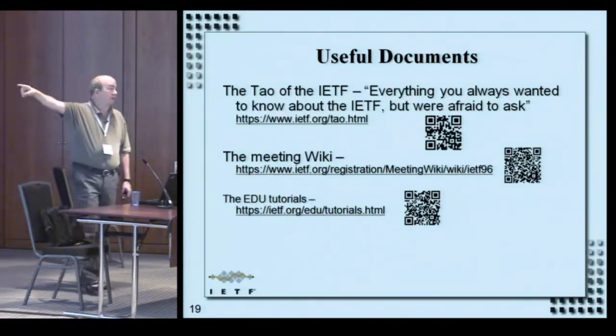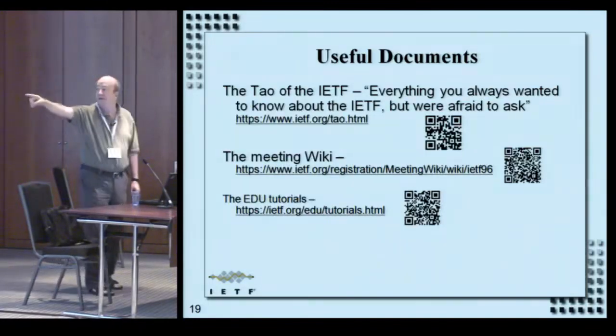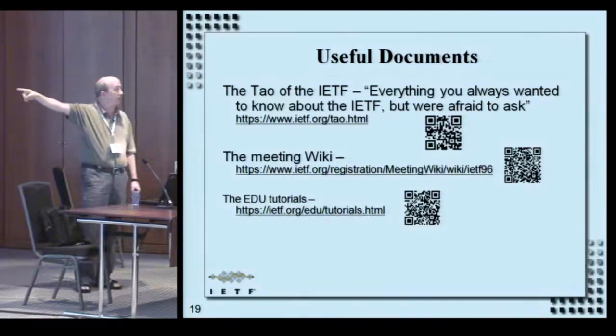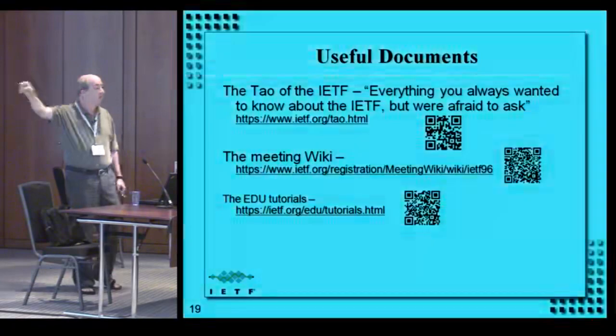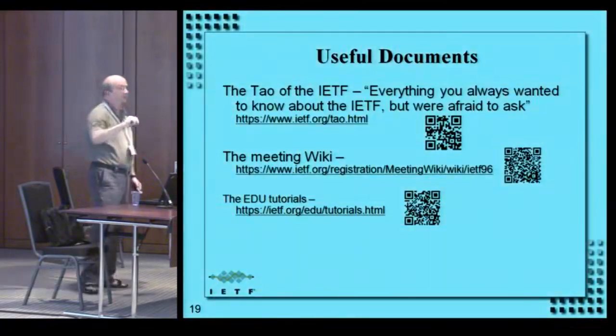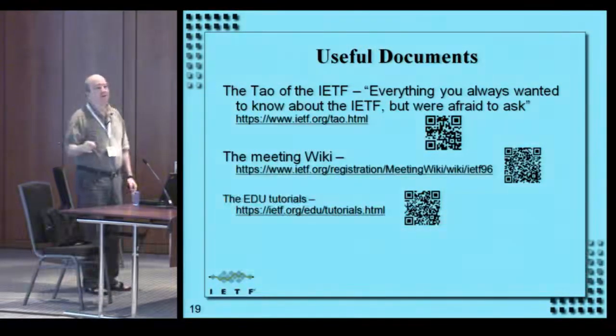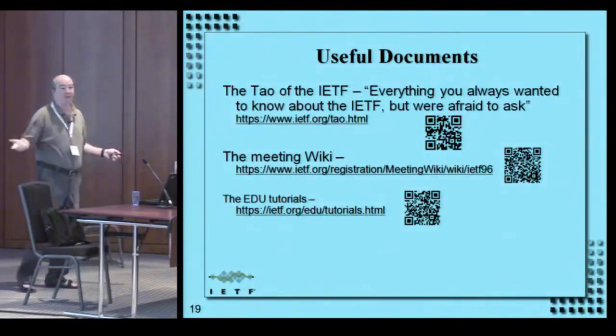The meeting wiki. There's one of these for every meeting. So this IETF 96 wiki will change after every meeting. But for this meeting, this is the place you want to go. It's most useful if you're looking for somebody to ride with you to the airport or come back from the airport when you're getting here.